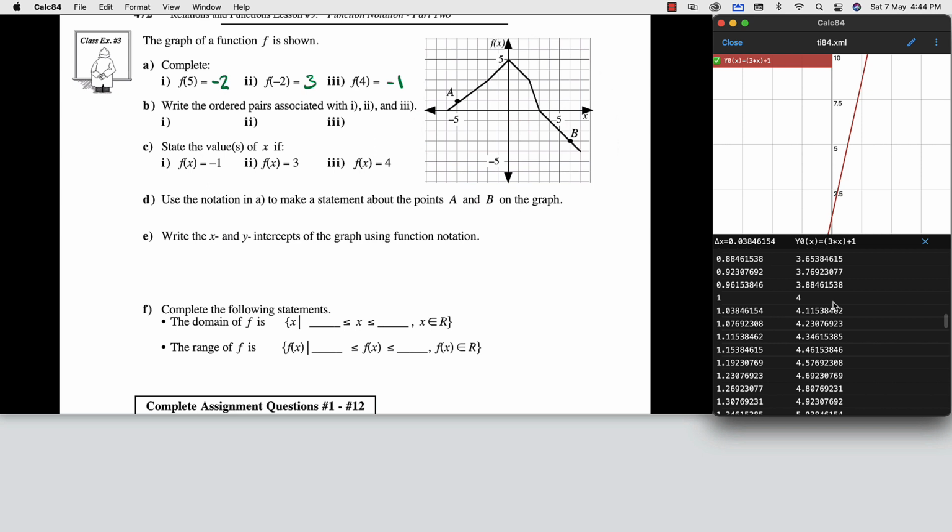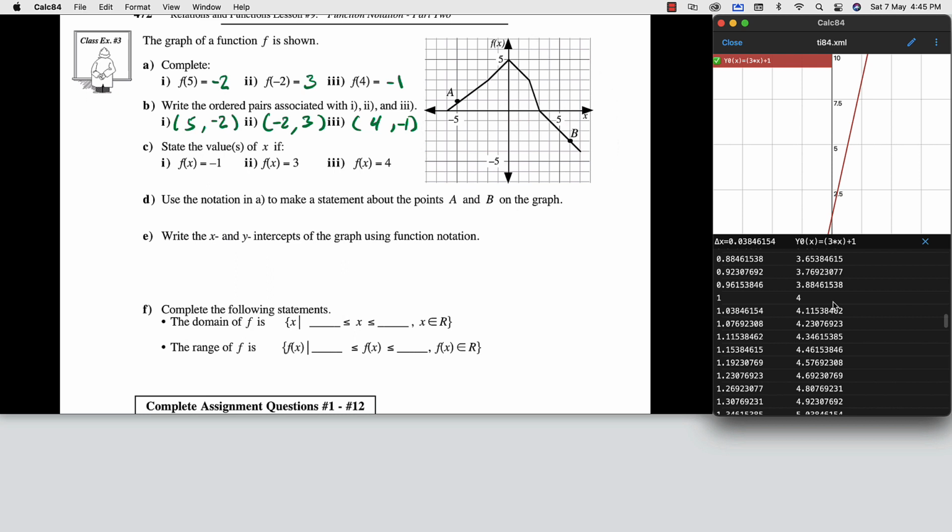Okay, write the ordered pairs associated with the last part A. And that's, again, quite simple. Remember that the x is first and the y is second. So when x is 5, y is -2. When x is -2, y is 3. And when x is 4, y is -1.